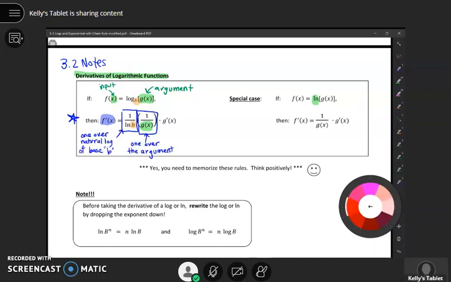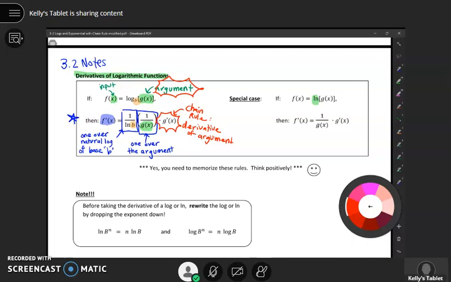Okay, and now here comes the chain rule part. In the power rule, the input was sent to the base, so we tacked on the derivative of the base. In the exponential rule, the input was sent to the exponent, so we tacked on the derivative of the exponent. In the log rule, the input is being sent to the argument, so the chain rule is going to tack on the derivative of the argument.